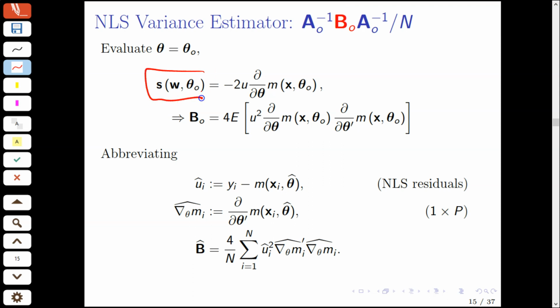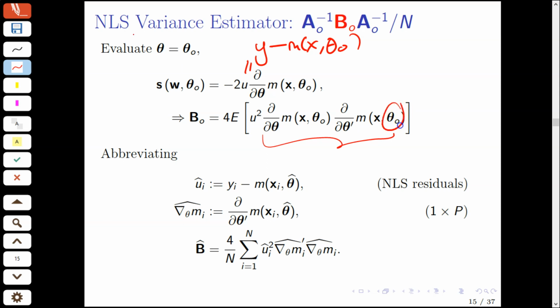Well, if we evaluate the score function at the true parameter, and recall that our notation U is short for y minus our model for its conditional mean at the true parameter, hence the score is just minus 2 times U, times the derivative of the M function with respect to theta, evaluated at the truth. If we take the outer product of these scores and then compute the expectation over the data, or both y and x, then we arrive at B. B is then just 4 times the expectation of the square of u and the outer product of the derivatives of m with respect to theta, evaluated at the truth.